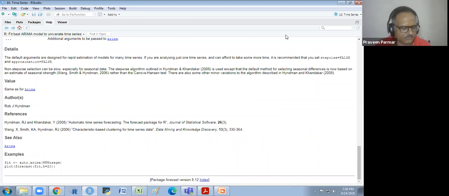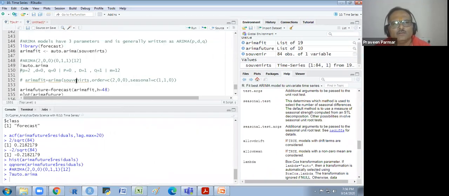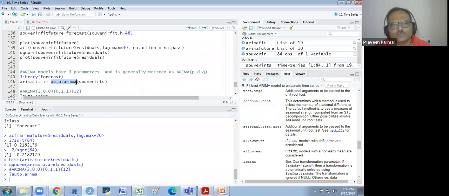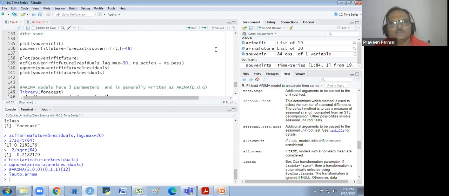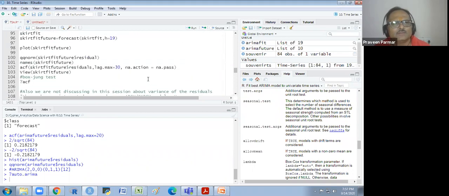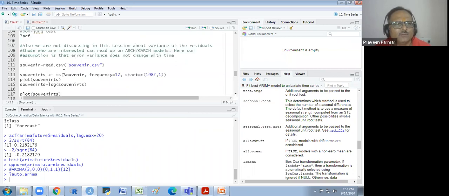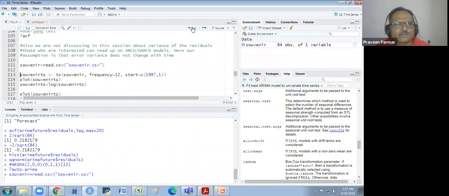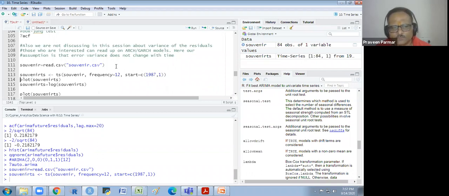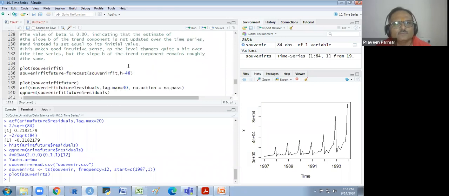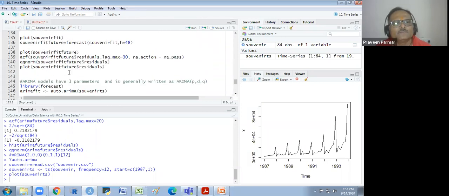So that is our auto.arima. We use auto.arima only, and we get this through this function. Suppose I want to do one practical. I remove all this first. I just read this and read this. I am not taking the log of this. Then I try to fit it in auto.arima.